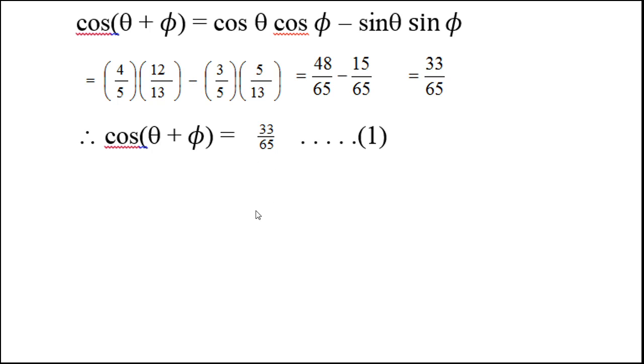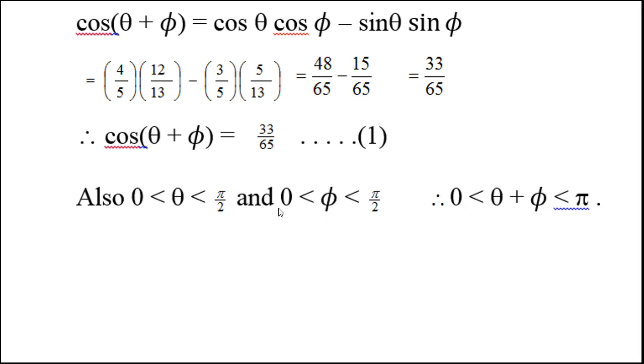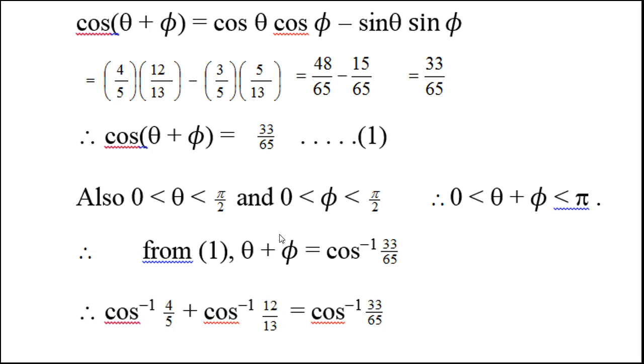And angle theta plus phi lies between 0 to pi because both theta and phi are less than pi by 2, so their sum is less than pi. And therefore I can invert this relation and write cos inverse 4 by 5 plus cos inverse 12 by 13 is equal to cos inverse 33 by 65. So this proves the result. And this is the last example in today's lecture. And with this example we finish our chapter, inverse trigonometric functions.